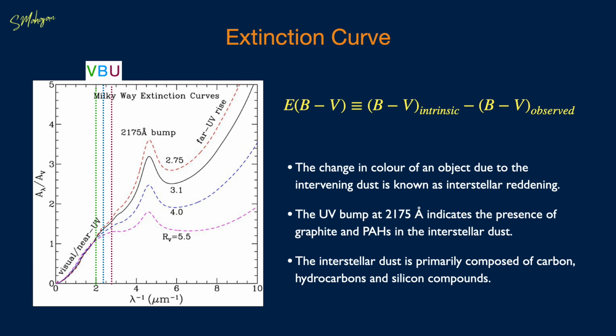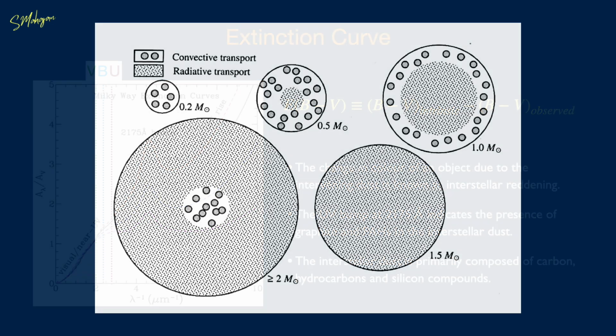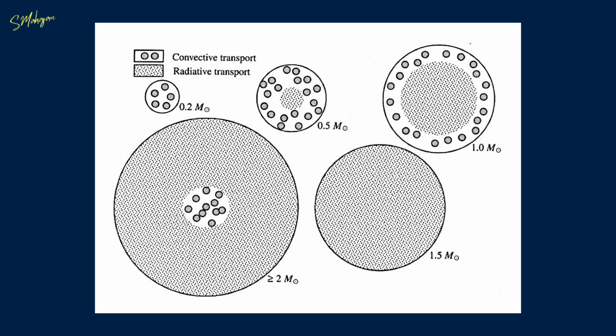Now, if we take the ratio of extinction at any wavelength lambda relative to extinction in some reference band, say V band, and plot it as a function of the inverse of lambda, we get a curve of this form known as the extinction curve. You can learn more about this in our earlier video on the interstellar medium, a link to which is provided in the description below. We know that stars come in different sizes.